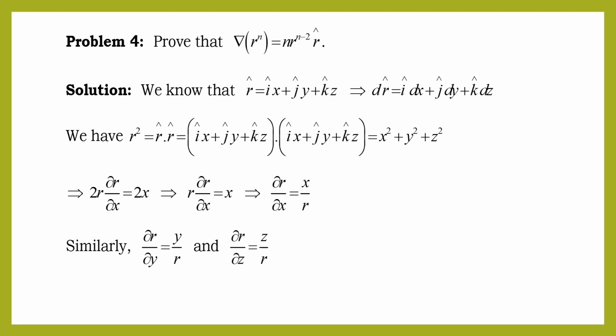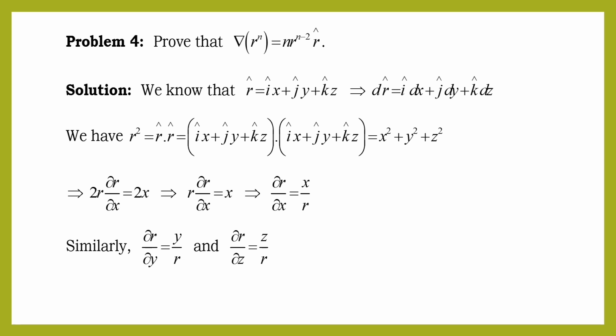Here we can observe one point. r square is a scalar. Similarly, r power n is also a scalar. It's a scalar point function. Now, take r square equals x square plus y square plus z square. If we differentiate partially with respect to x on both sides, we get 2r dou r by dou x equals 2x. If we cancel 2 on both sides, r dou r by dou x equals x. From this, dou r by dou x equals x by r.